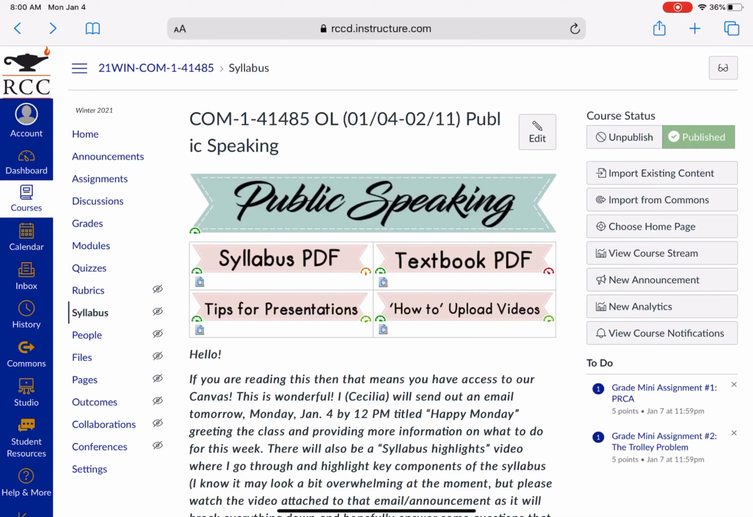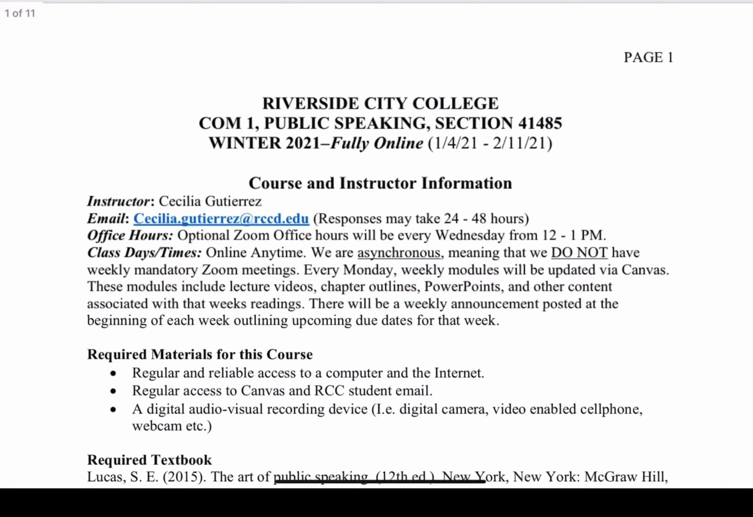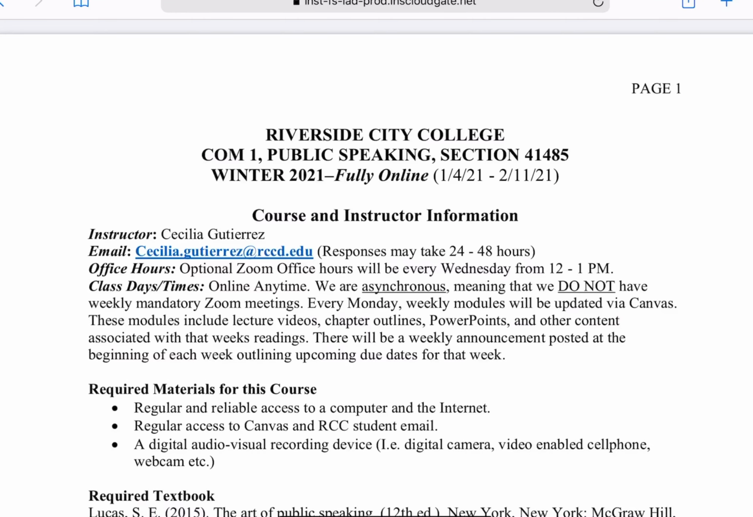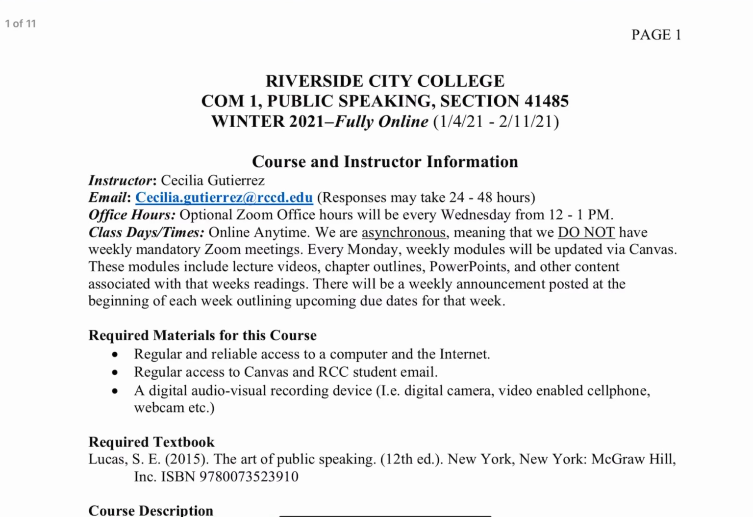So let's go ahead and jump onto Canvas, and then we're going to click syllabus PDF. And then this is how the syllabus should look on your end as well. If you go down, you'll see our section number, Com 1, public speaking, all that fun information.